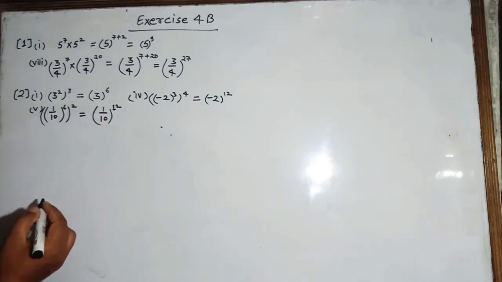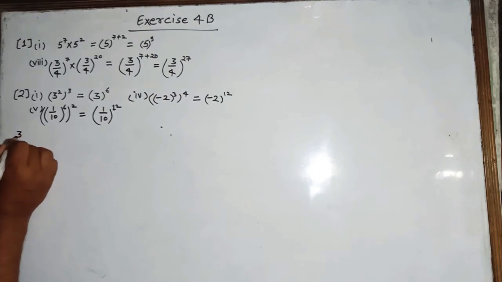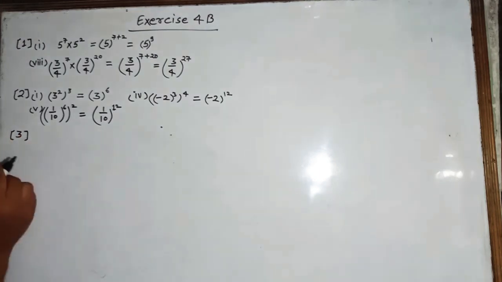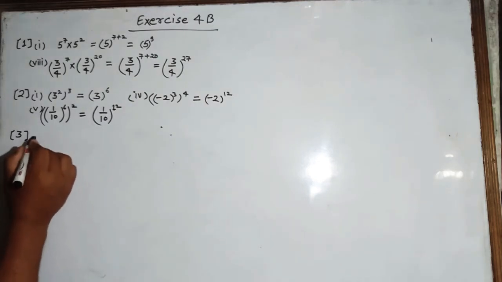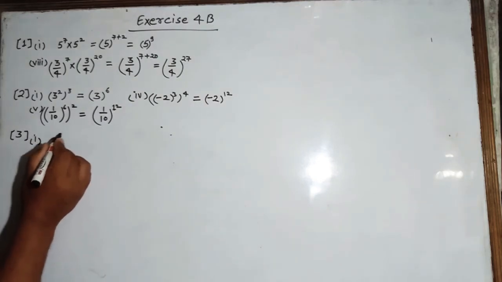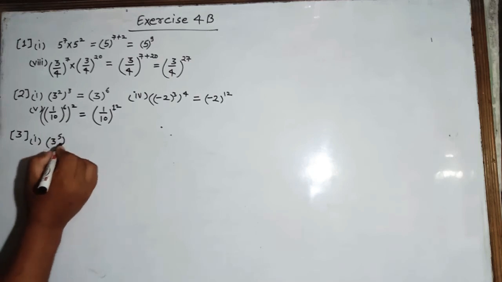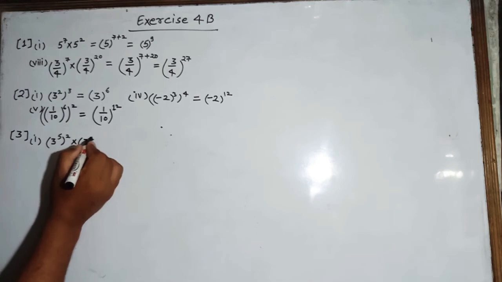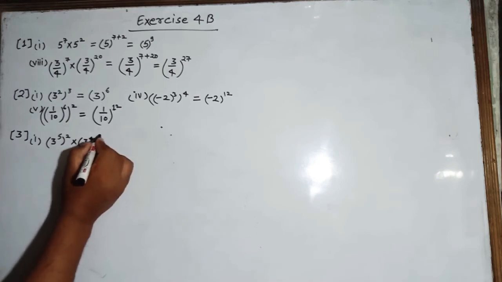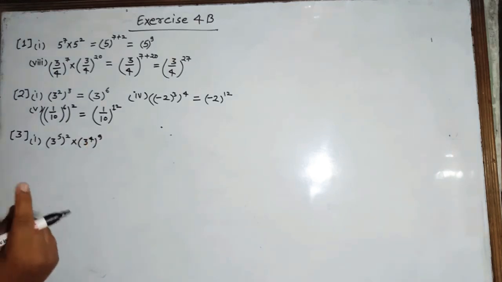Now come to question number 3. Express each of the following with a single exponent. So the first part is (3 to the power 5) to the power 2 into (3 to the power 4) to the power 9. So you have to write a single exponential form of this one.